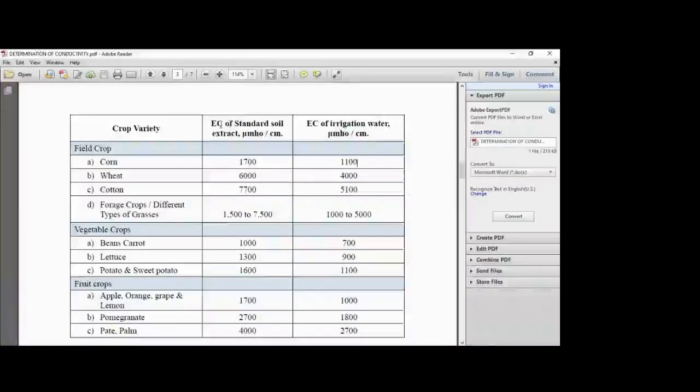So we can even find out the electrical conductivity of the soil. If I have to grow a corn crop in a particular soil, the electrical conductivity of that soil should be 1700 or so, and the electrical conductivity of the irrigation water that I am going to use should be 1100 micromhos per centimeter, right? Similarly for wheat, the values are given here, 6000 for soil and 4000 for the irrigation water. For cotton, the standard soil extract is 7700, and the irrigation water electrical conductivity is 500.